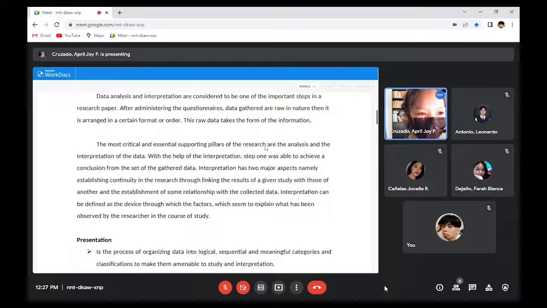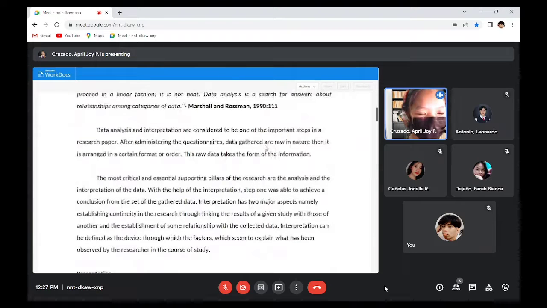Data analysis and interpretation are considered to be one of the important steps in a research paper after administering the questionnaire. Data gathered are raw in nature, then it is arranged in a certain format or order. This raw data takes the form of information. The most critical essential supporting pillars of the research are the analysis and the interpretation of the data. With the help of the interpretation, one is able to achieve a conclusion from the set of data gathered.